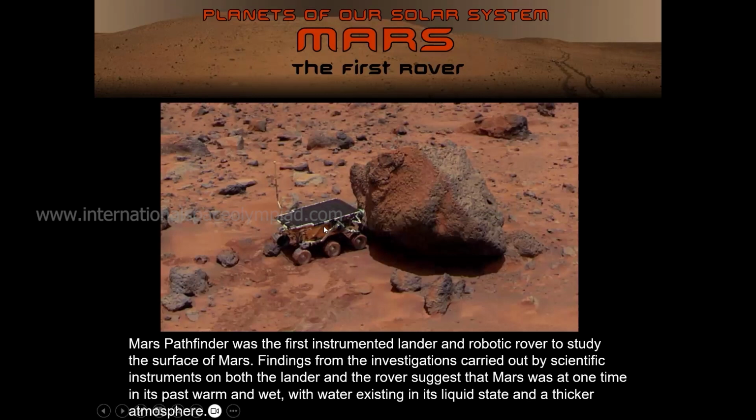A number of rovers have been sent to Mars, and the first of its kind is the Pathfinder. It was the first instrumented lander and robotic rover to study the surface of Mars. Findings from the investigations carried out by scientific instruments on both lander and rover suggest that Mars was at one time in its past warm and wet, with water existing in its liquid state and a thicker atmosphere. But now the atmosphere is not thicker and the surface is sterilized by UV radiation.